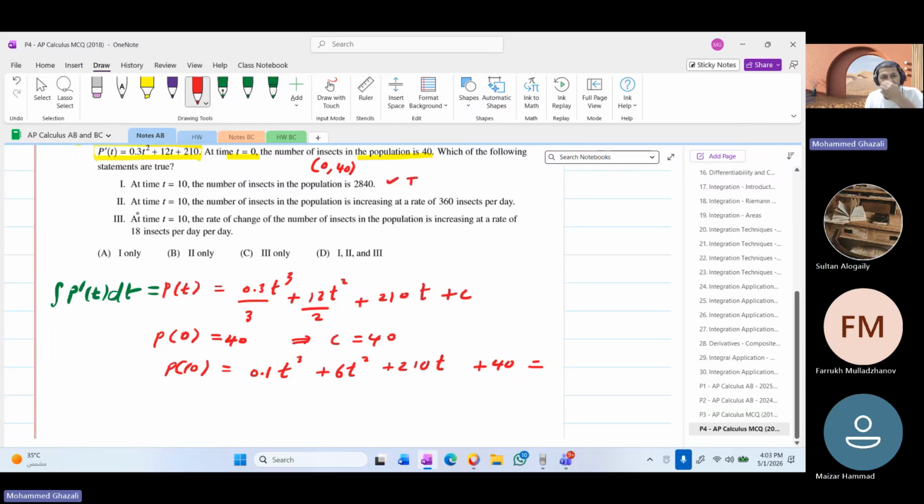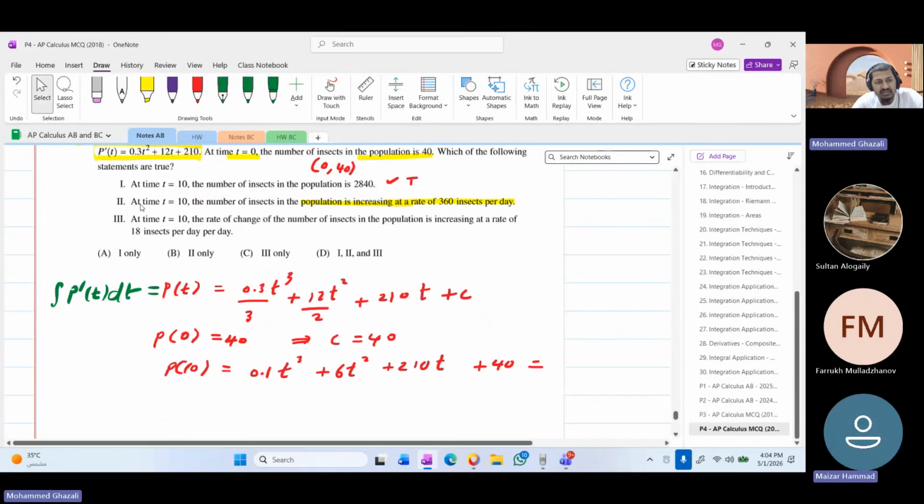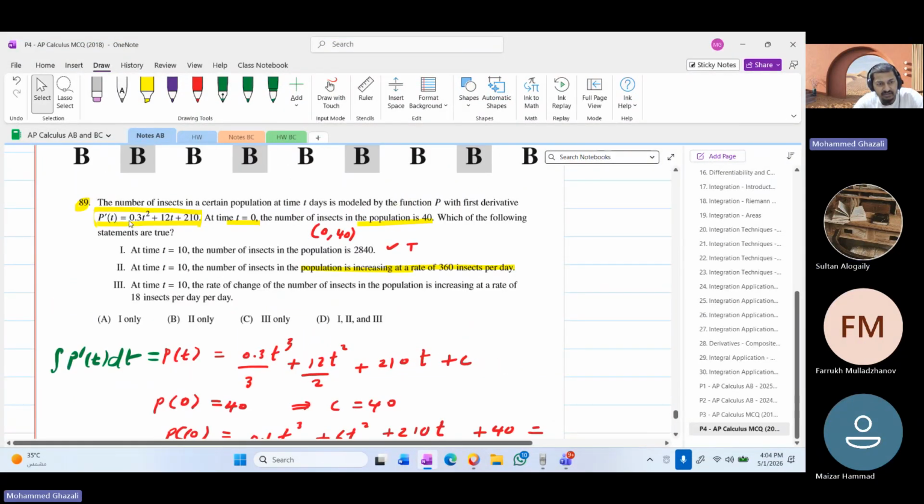What about option 2? At time t equals 10, the number of insects in the population is increasing at a rate of 360 insects per day. So just substitute 10 inside the derivative function, which is given already. The derivative is 0.3 times 10 squared plus 12, like the rate.